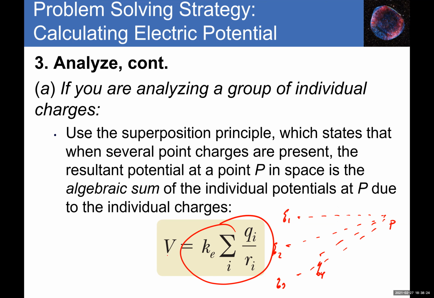Some could be positive, some could be negative. That depends on the source charge. But remember, to find the net potential at that point, you only need the source charge and the distance. That means to calculate V1, you say k Q1 over r1, with this being r1. And then the same thing for all of them.